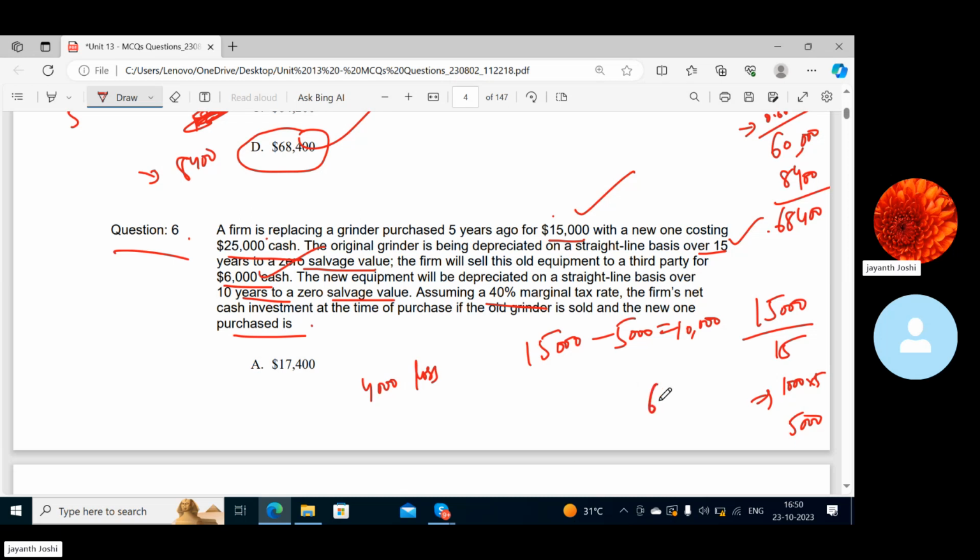10,000 is the cost, 6,000 is the selling price, and the difference is the loss. So loss will give them a tax benefit, right? 40%, yes, 1,600. Correct?